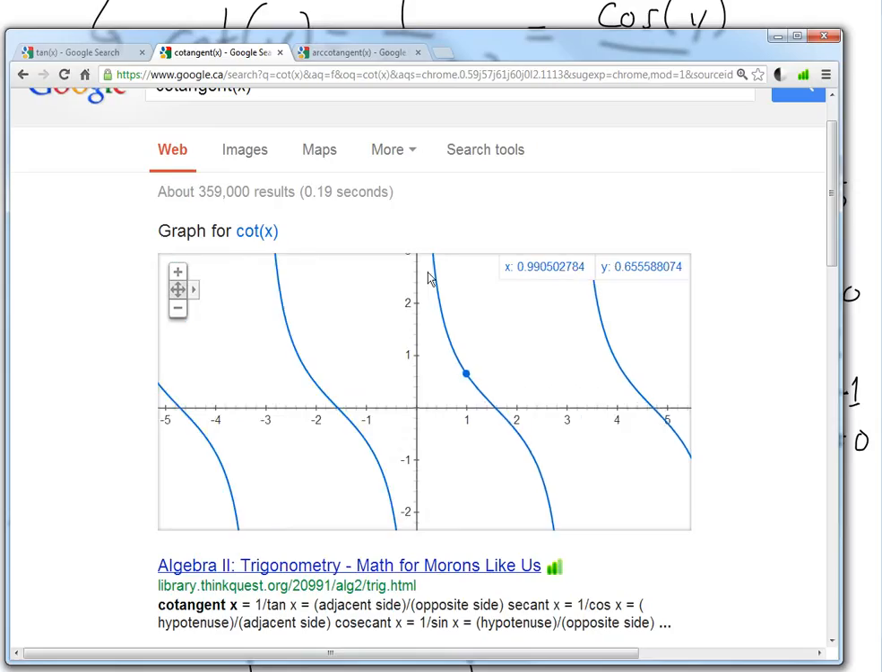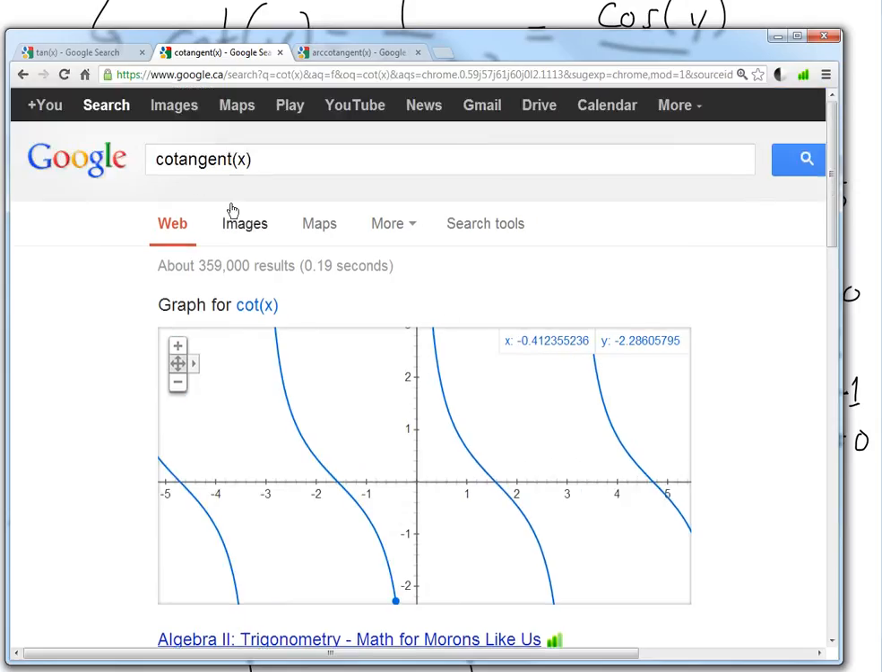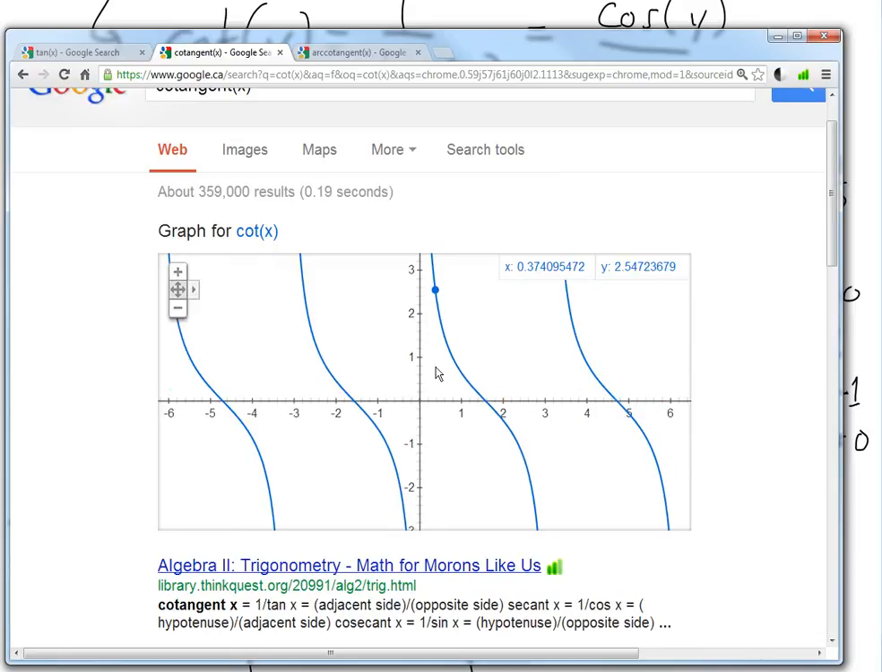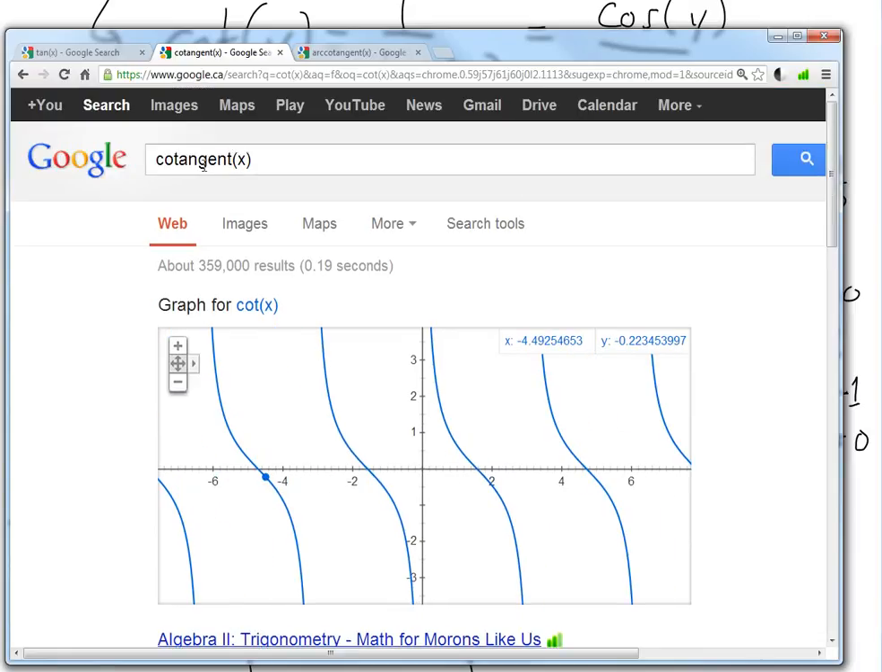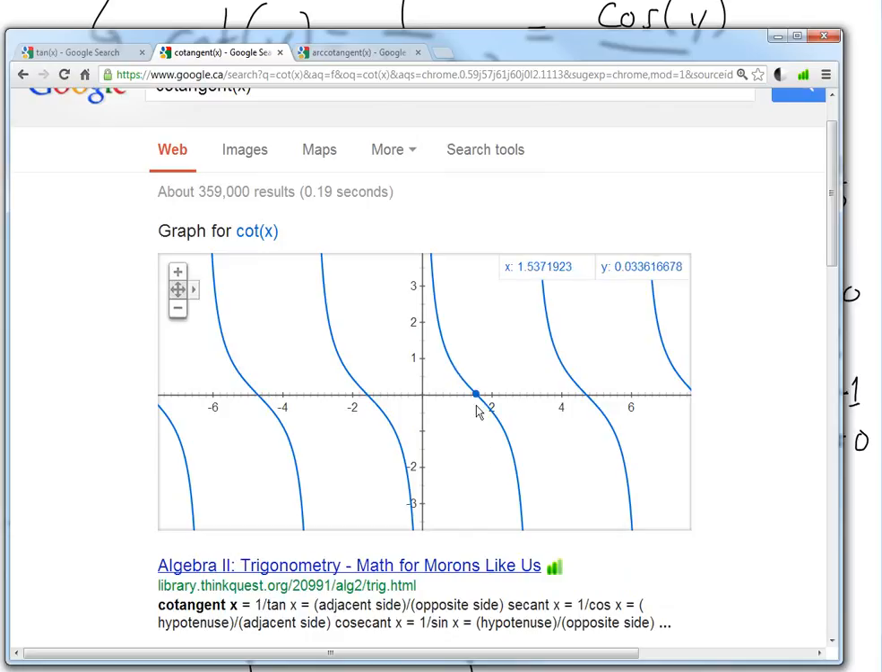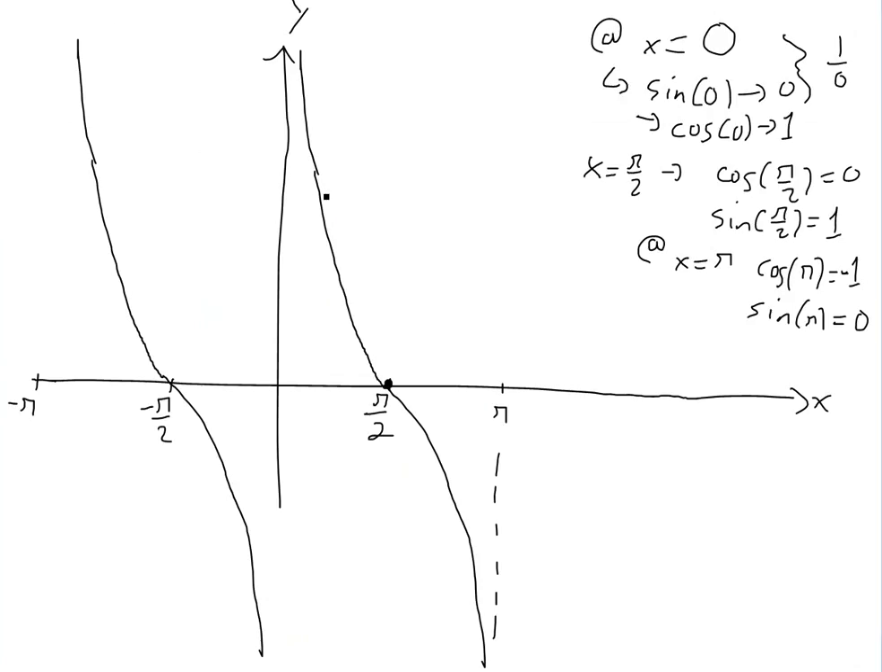If I graph it with Google, this is just cotangent of x, so it's going to be the same thing. You have to write cotangent; it doesn't work if you just write cotan for some reason. So you have it exactly like how I graphed here, and it just repeats forever. Now when we look at the inverse of this function, we'll just call this cotangent of x.